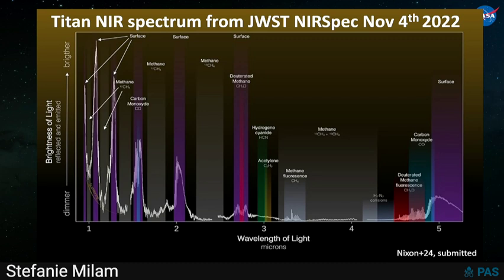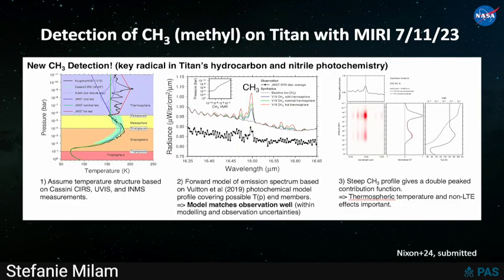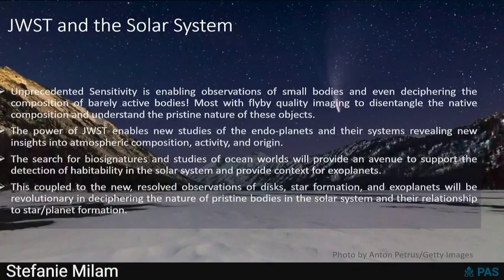So here's NIRSpec from Titan. Beautiful hydrocarbon emission. Not too many surprises until you get into the mid-infrared. Again, look at that. It's not flat. Isotope ratios, but more importantly, the detection of a new methyl radical. This is the first time this has been detected on Titan, and we were able to do so with JWST. I'm not going to go into any of those details in the interest of time.